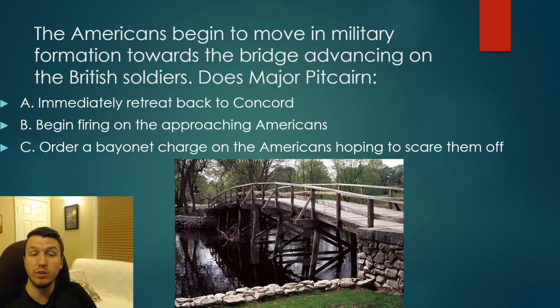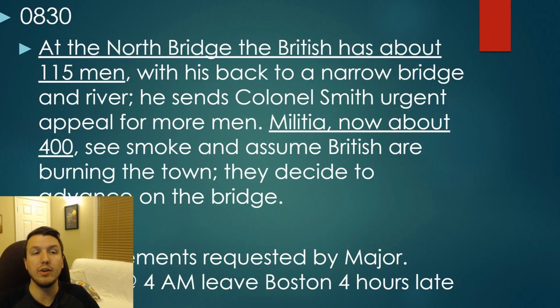So what does Pitcairn do? He's been cautious so far, but now they're advancing towards the British. What does Pitcairn do to remedy the situation? You should pause it if you have to. He ends up doing B. He actually begins firing on the approaching Americans. He does not retreat. He does not charge. He stands his ground. So, 0830, at the North Bridge, the British had about 115 men.